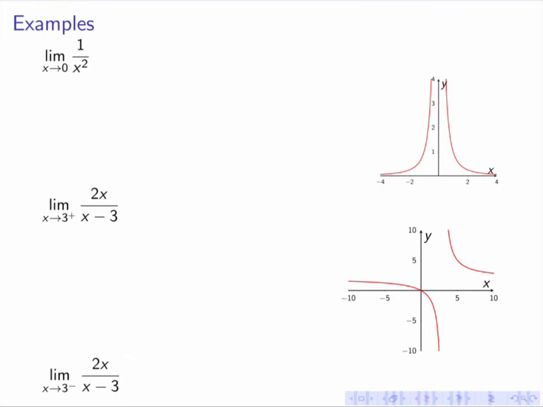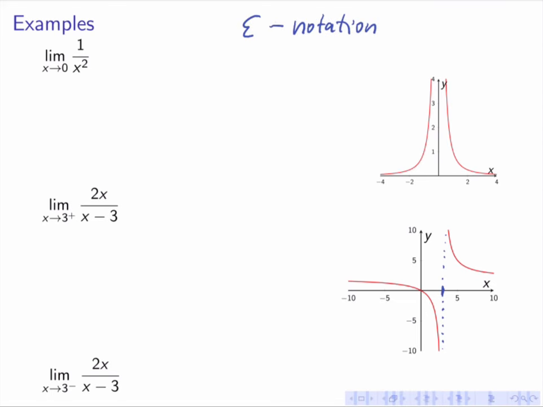Let's look at another example. Here further down we have the limit as x goes to 3 from the right of the function 2x divided by x minus 3. And then here on the bottom we have the limit from the left of 2x divided by x minus 3. You see the function here on the right, and the value of 3 is about here. Coming from the right the function goes to plus infinity, coming from the left it goes to minus infinity. So let's do this using our epsilon notation.